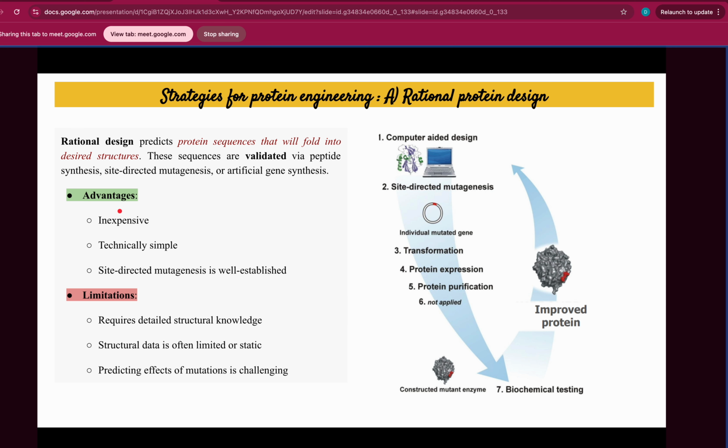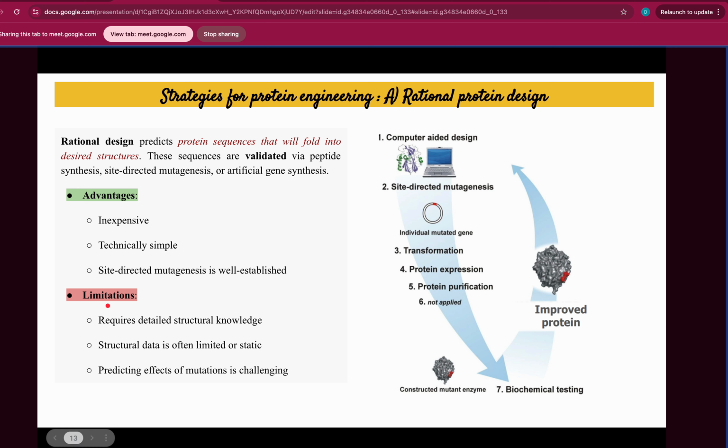So advantages in the rational design is that it is inexpensive, because you already know the pros and cons of the method, you already know which site to mutate. So that site is inexpensive, you do not have to perform all such random mutations and then check or verify it. Then it is technically simple, because information is already in hand. Site-directed mutagenesis is well established. So these are some of the advantages.